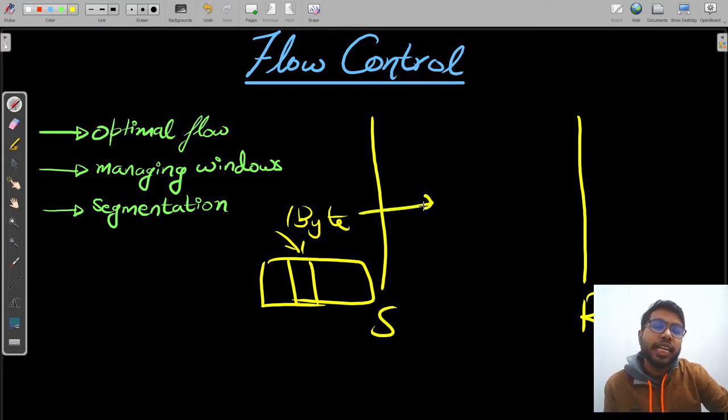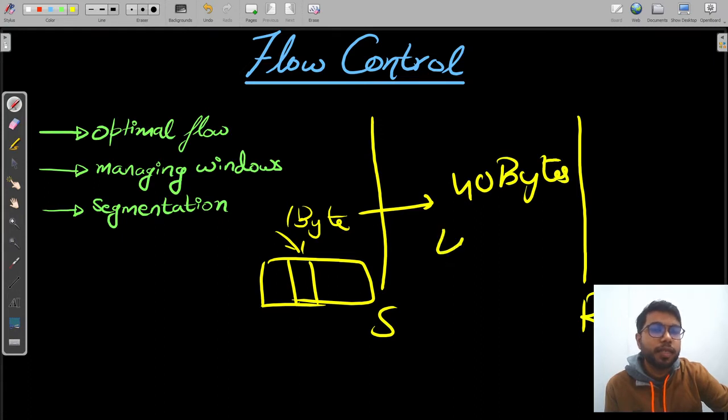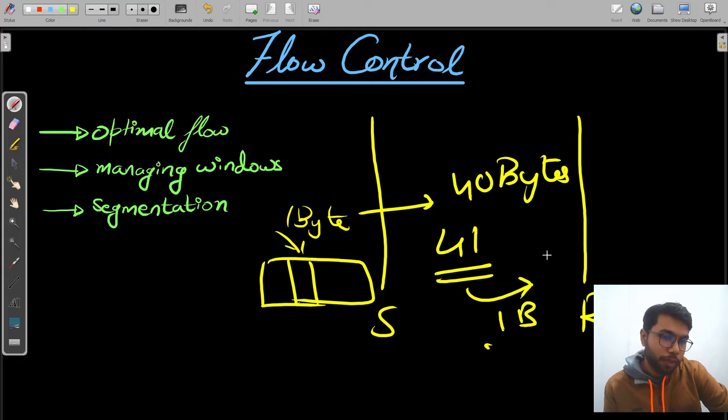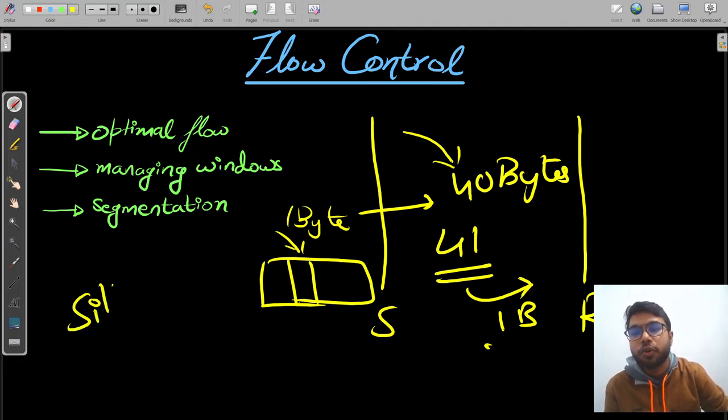To send this 1 byte, I require 40 bytes of header. That means I am sending 41 bytes just to relay 1 byte of information. This is very, very wasteful, right? You would only have an overhead of 40 bytes even if you had much bigger data, right? So this is what is called your silly window problem.